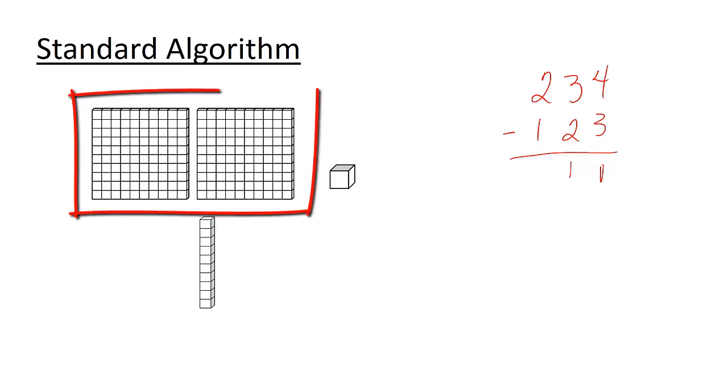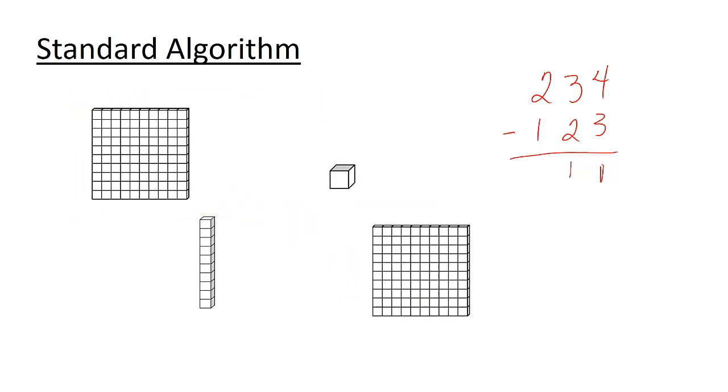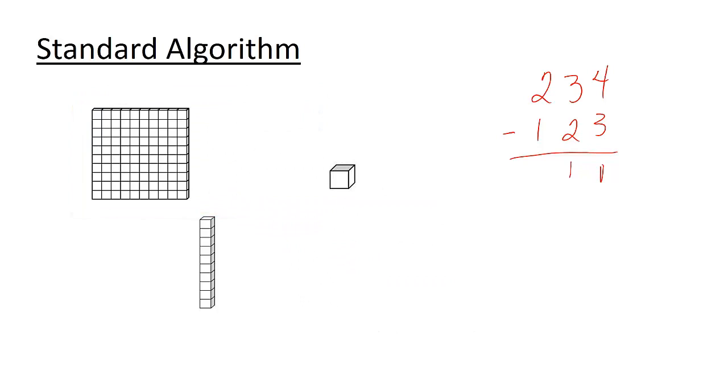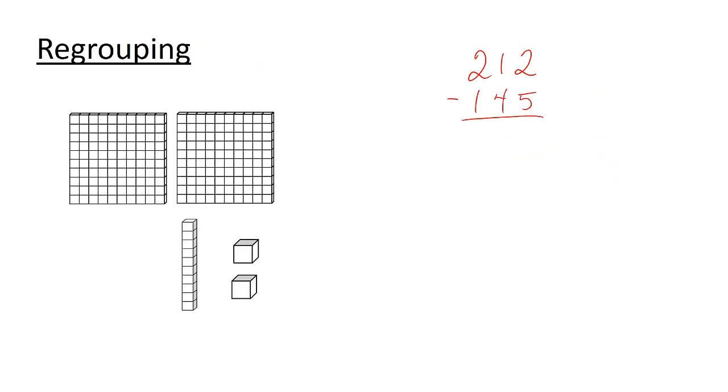Finally, we have 2 hundreds in our model, and I'd like to take away 1 of those, so we can go ahead and do that. And that leaves us with 100. So our final answer here is 111. Next, let's look at an example that involves regrouping. 212 take away 145. Notice again that I've already modeled the minuend, 212, on the left.